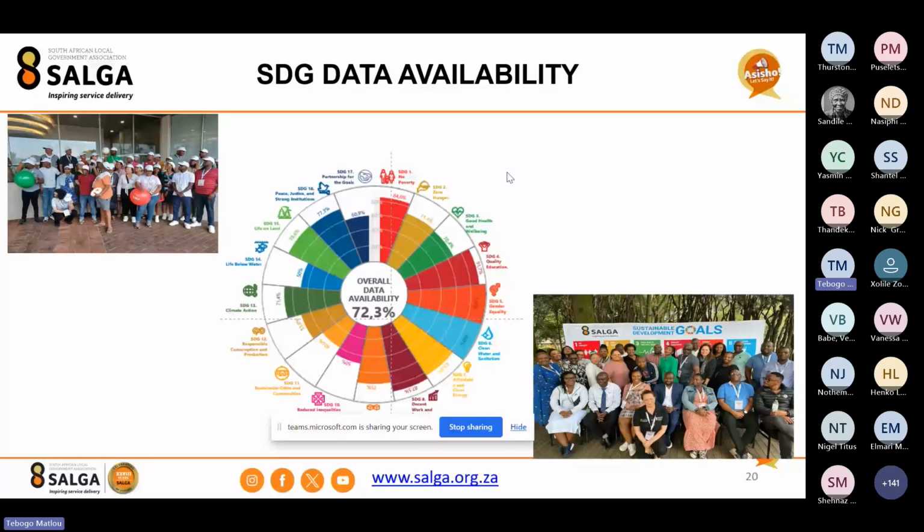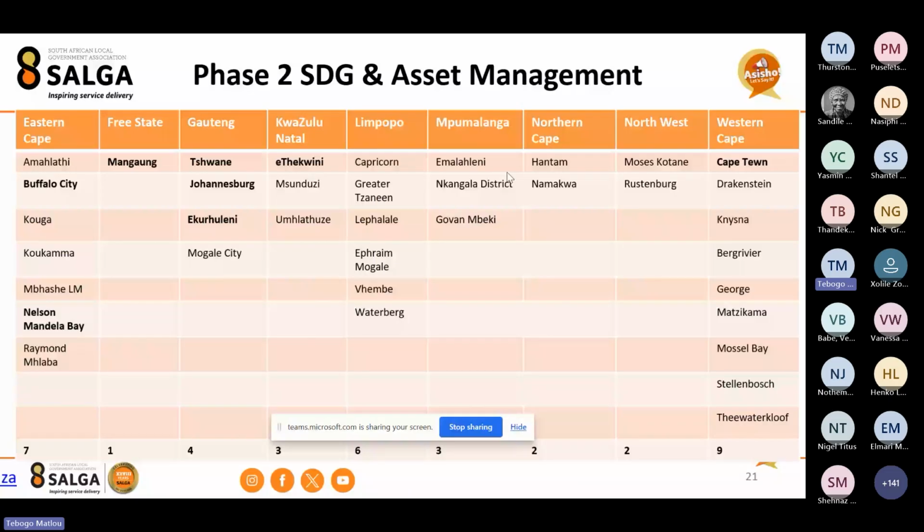Chair, we are now going to have a phase 2 of the SDG and asset management, because service delivery is all about infrastructure, so asset infrastructure management is very key. Whoever is here, these are the selected municipalities. Your letters are coming for phase 2 for the next 2 years until 2027. Eastern Cape has 7. Free State is 1. Gauteng is 4 with 3 cities. KwaZulu-Natal is 3. Limpopo is 6 with the district, because we need to have districts for the first time reporting. Mpumalanga 3, Northern Cape 2, Northwest 2.